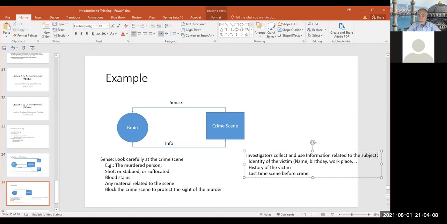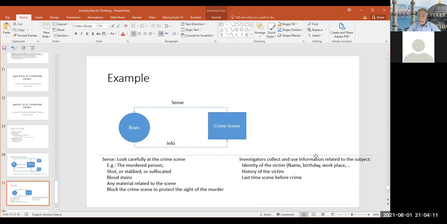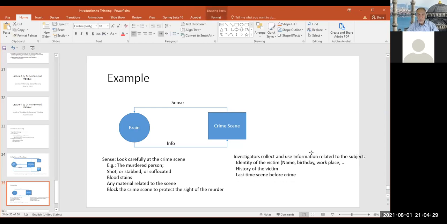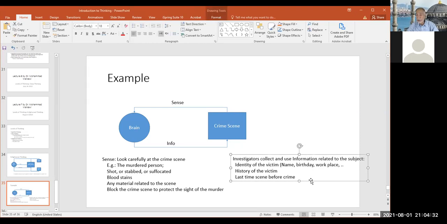So this is what they do. So far, you are trying to understand what exactly happened, how the person got into this place, who he is, where does he work, where is he from, which town, which country. All of this is information still related to the subject. Now, the purpose of the investigation, at the end of the day, is to find out who is the criminal.